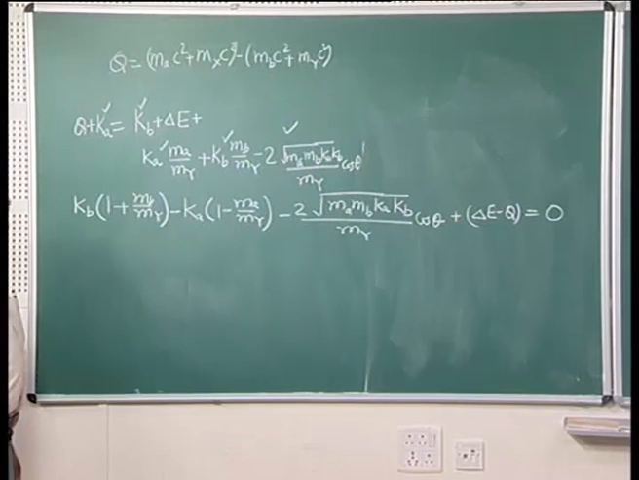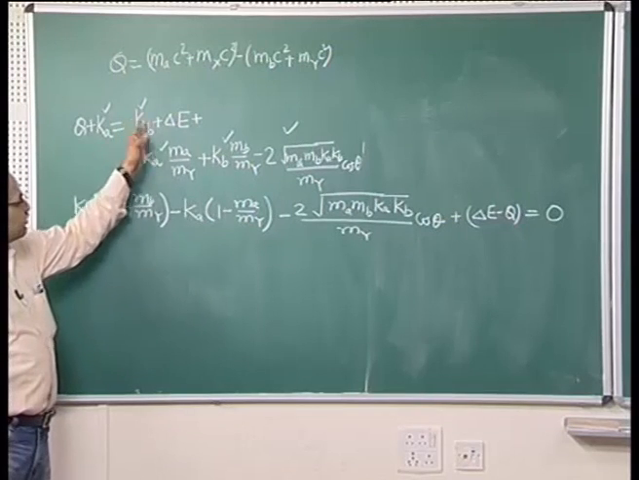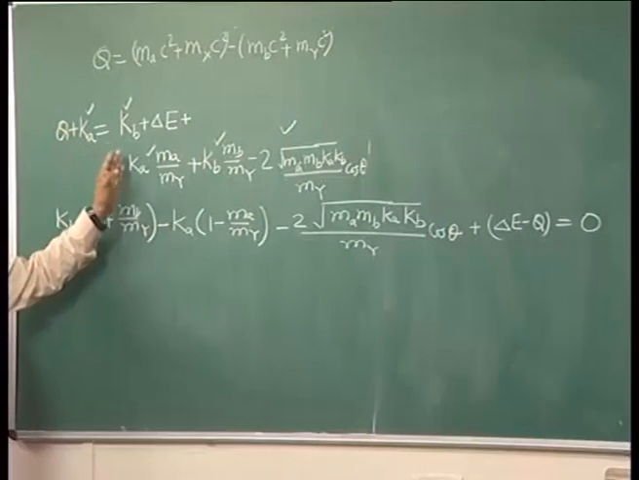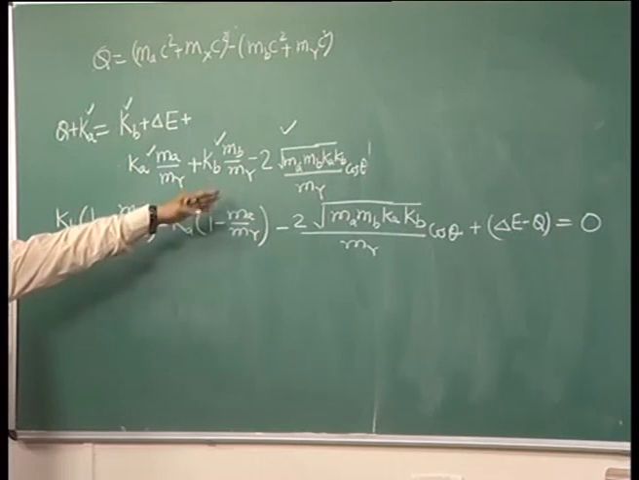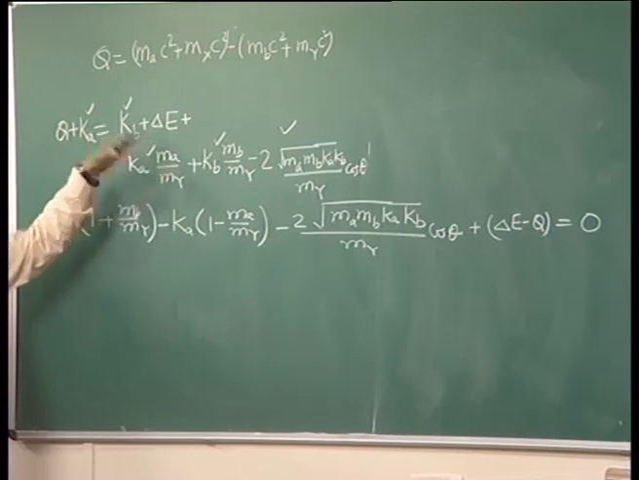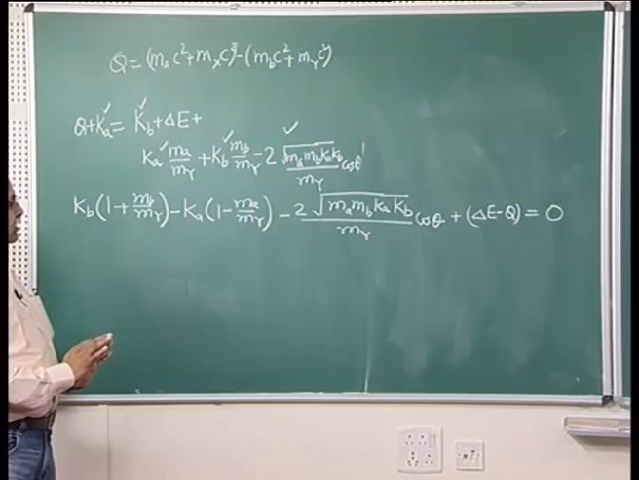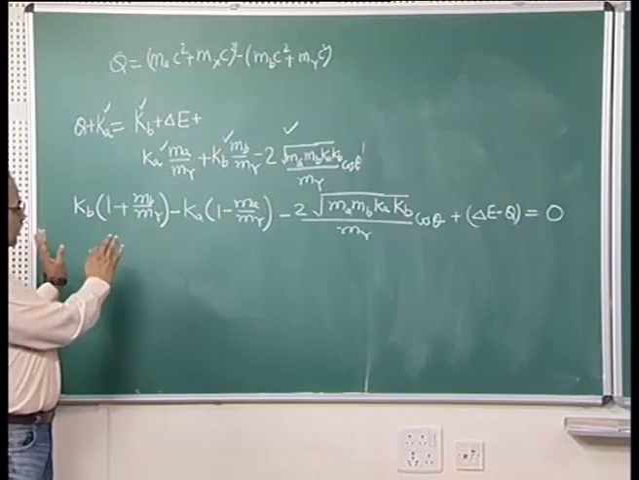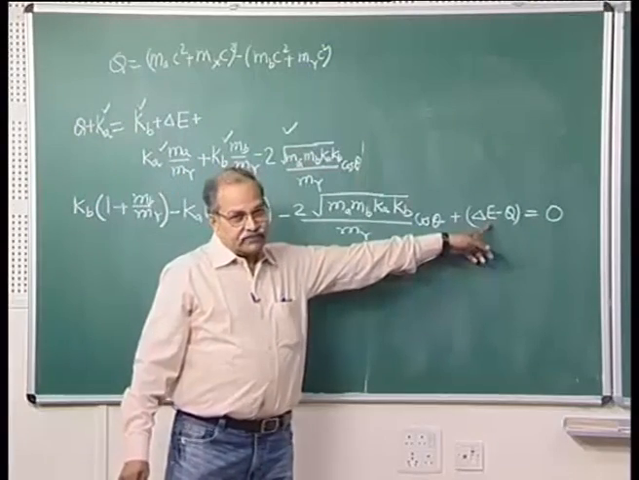So, let me check it once again. This is K B and 1 plus this, then minus K A, that is this. So, that, and then this minus 2 times m A m B K A K B by m y cos theta and plus delta E and minus Q, and that is equal to 0. So, in this expression, if I put all those known quantities, I can get this delta E.